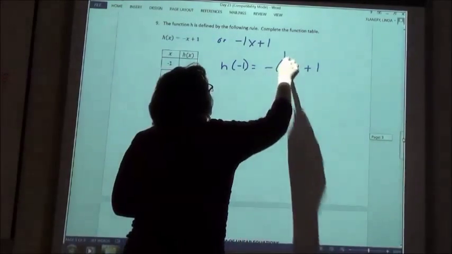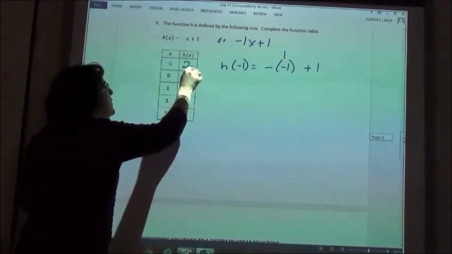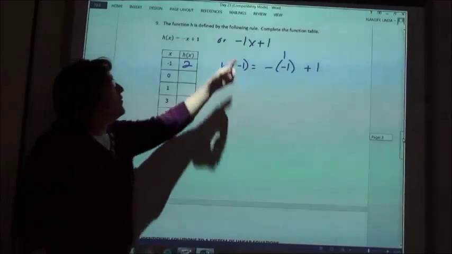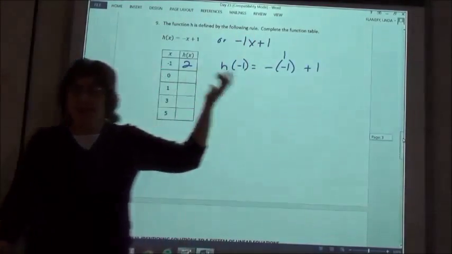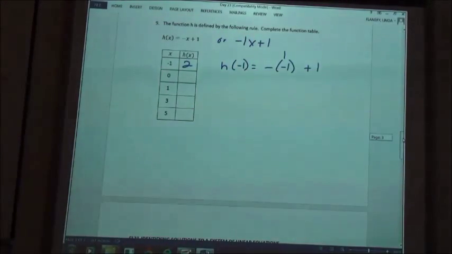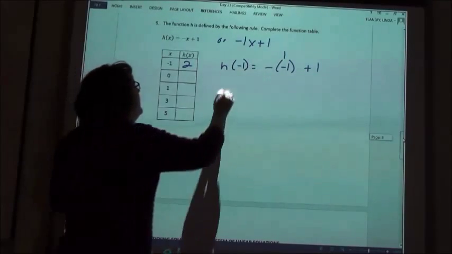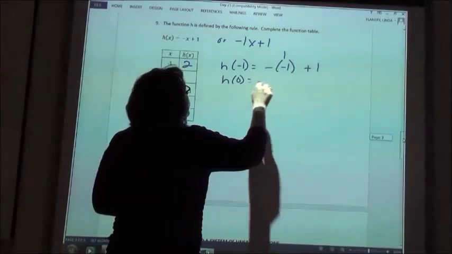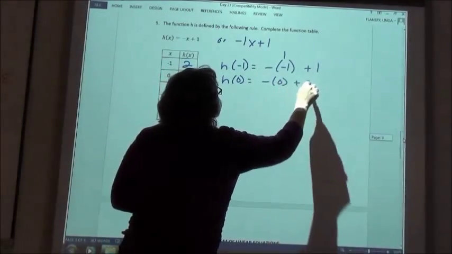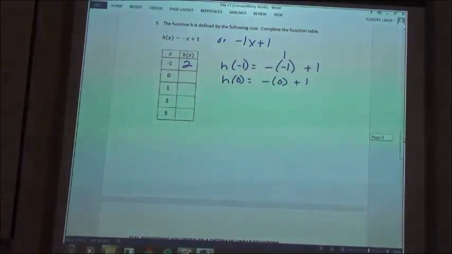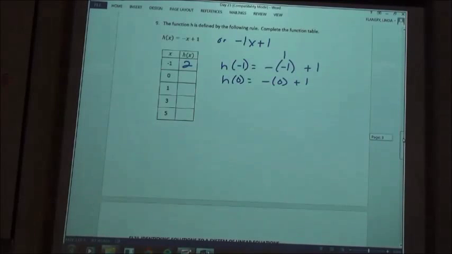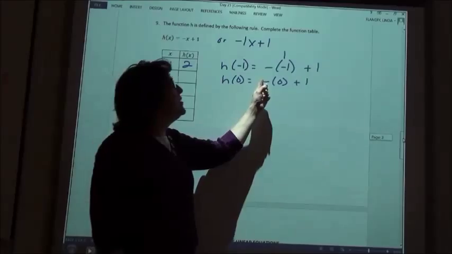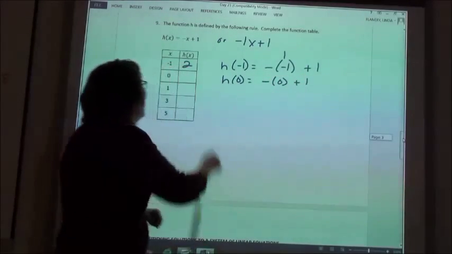When you do minus a negative 1, you get a positive 1. And 1 plus 1 is 2. Or if you did negative 1 times negative 1, you still get positive 1. So they probably won't put the 1 there, but if you need to and it helps you out, put it there. h of 0. We'd have minus a 0 plus 1. My answer on that would just be 1, because this would be 0, and 0 plus 1 is 1.